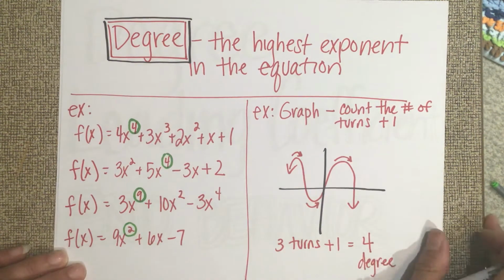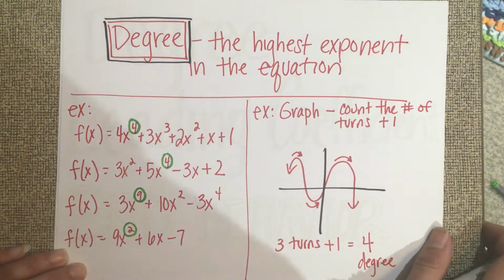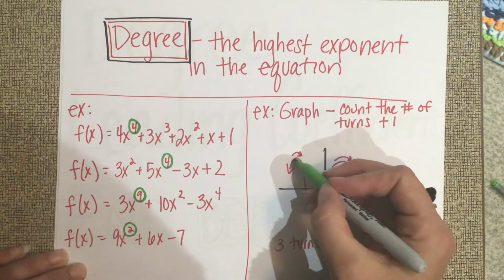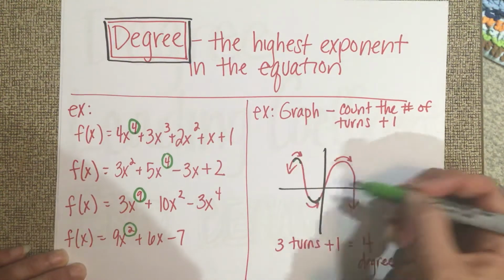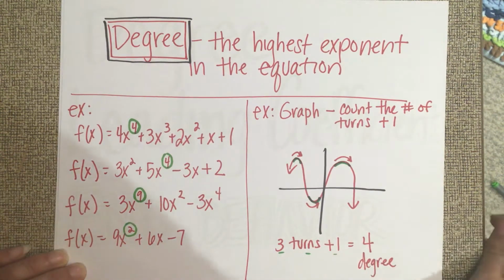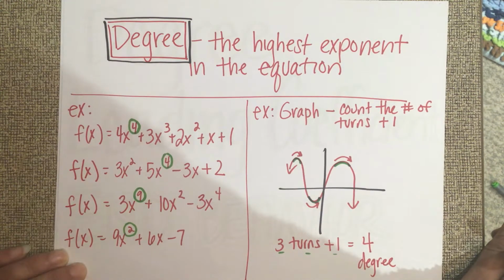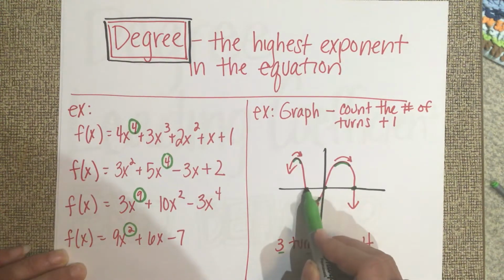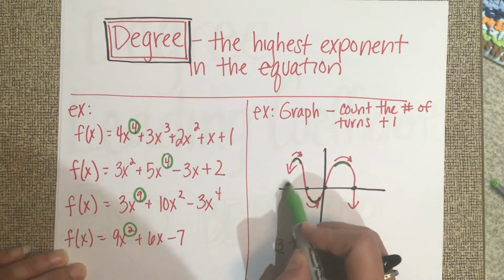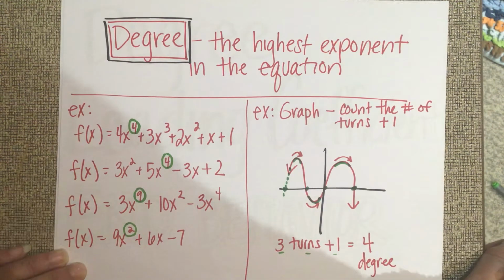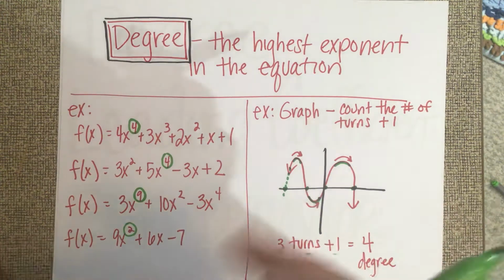Now, if we're doing it from a graph, we're looking at how many turns there are, and then we add 1. For example, it's going up and then turns and goes down. So this is a turn. There's 1, there's 2, there's 3 turns in this graph. So 3 turns, and then we add 1. So this is a 4th degree function. Again, it would cross the x-axis 4 times. Notice here, here, here, and as this would keep coming down, it would eventually cross the x-axis for the 4th time. Okay, so that's degree, the highest exponent in the equation.